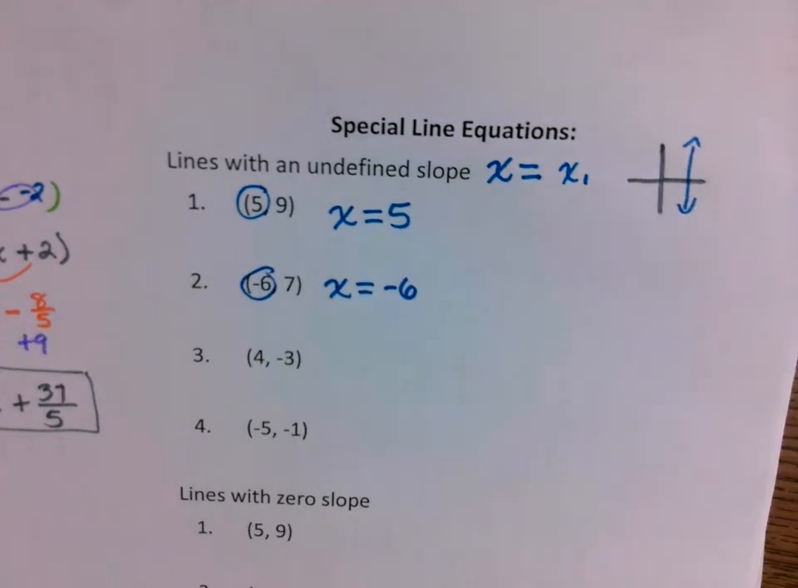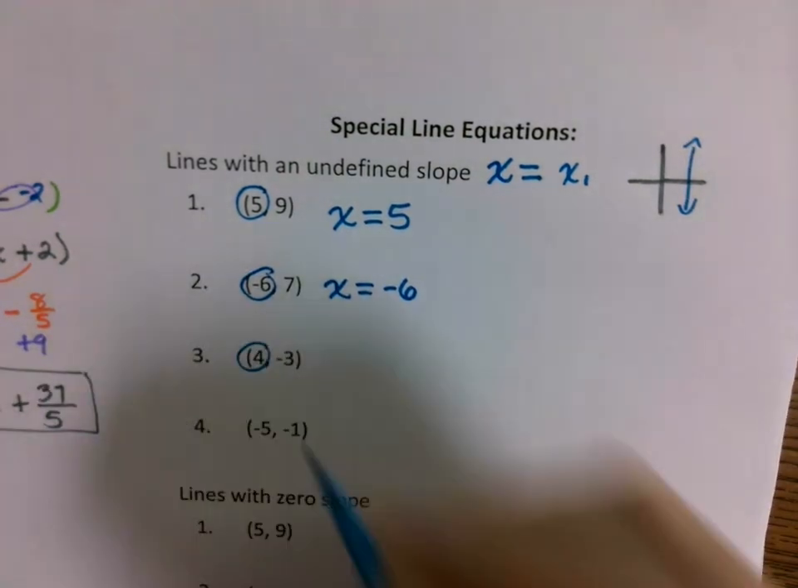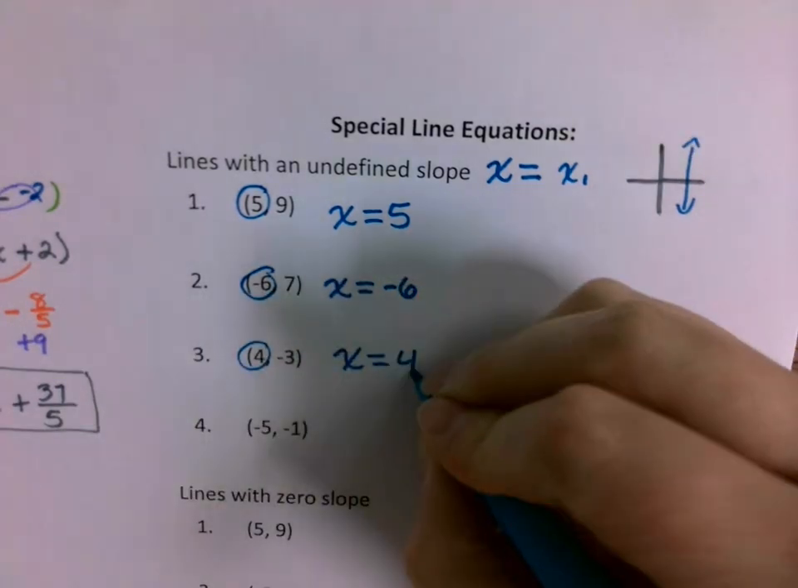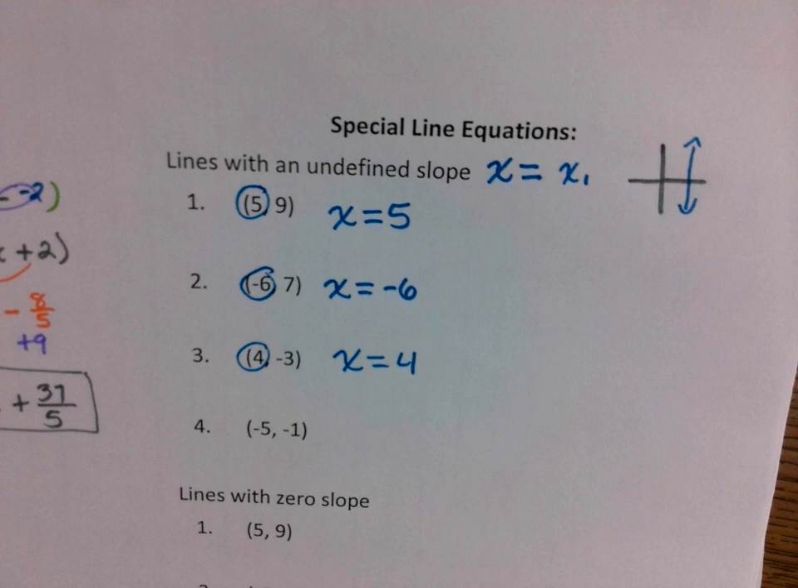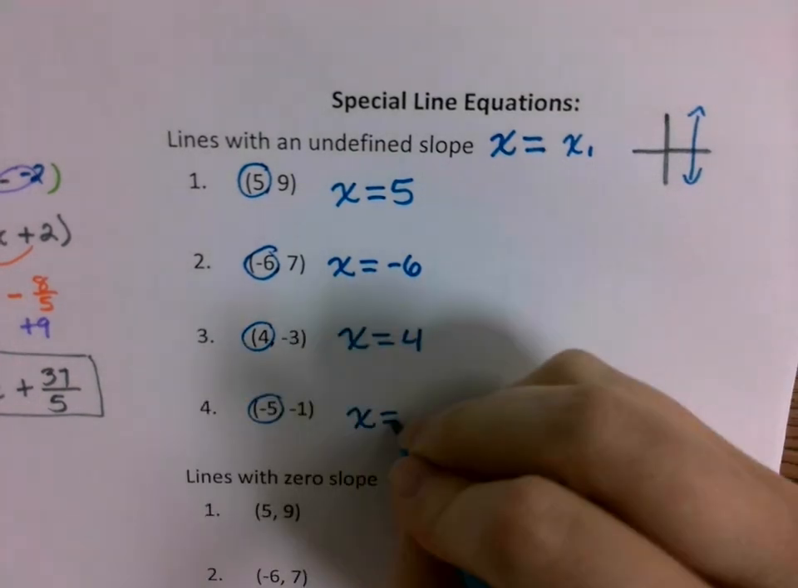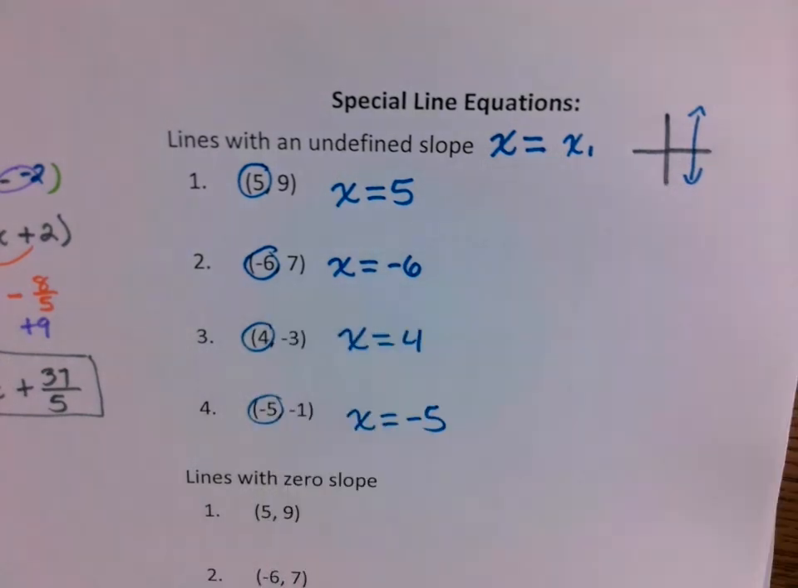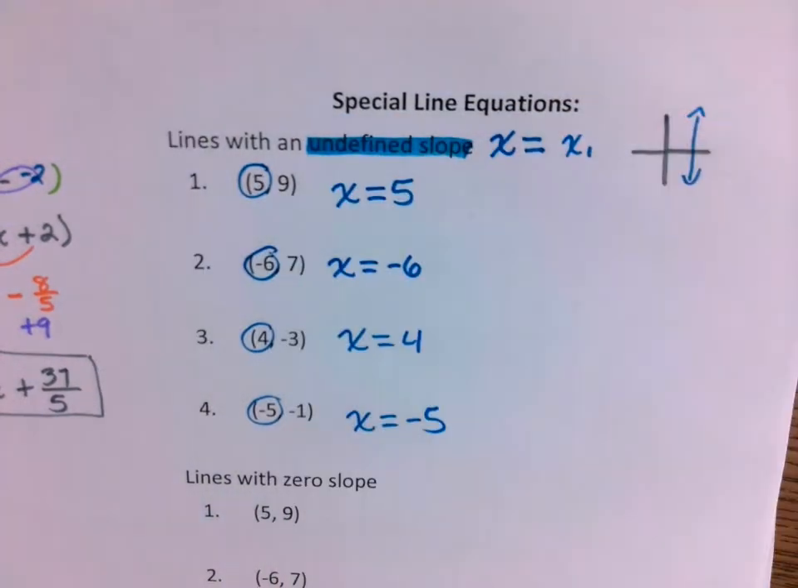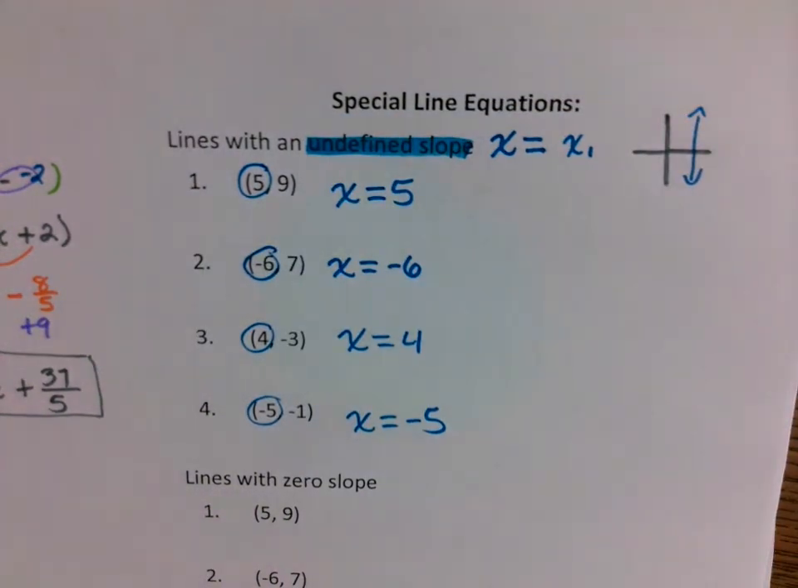For number 3, our x coordinate is a 4, so that means our equation is x is equal to 4. And then for problem 4, our x coordinate is negative 5. So x is going to be equal to negative 5. This is for undefined slopes. So let me go ahead and underline or highlight undefined slope. If you have an undefined slope, your equation is always going to be x equals whatever the x coordinate is. What do you think it's going to be for zero slope?